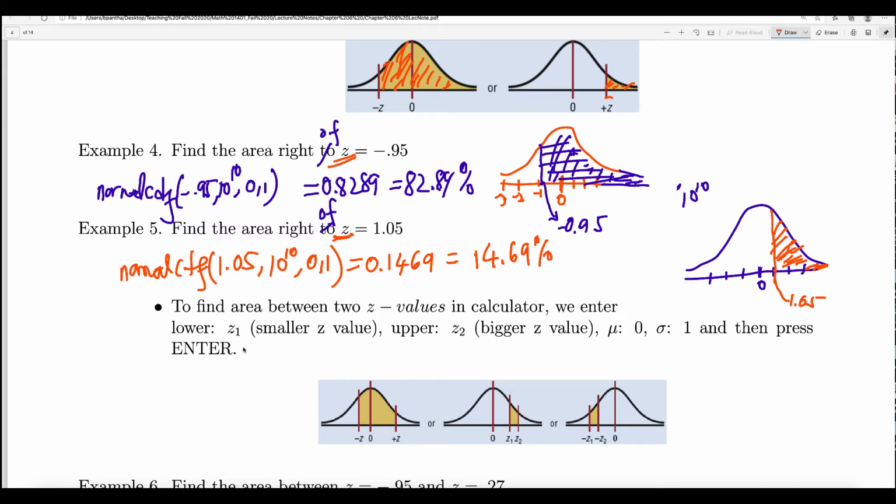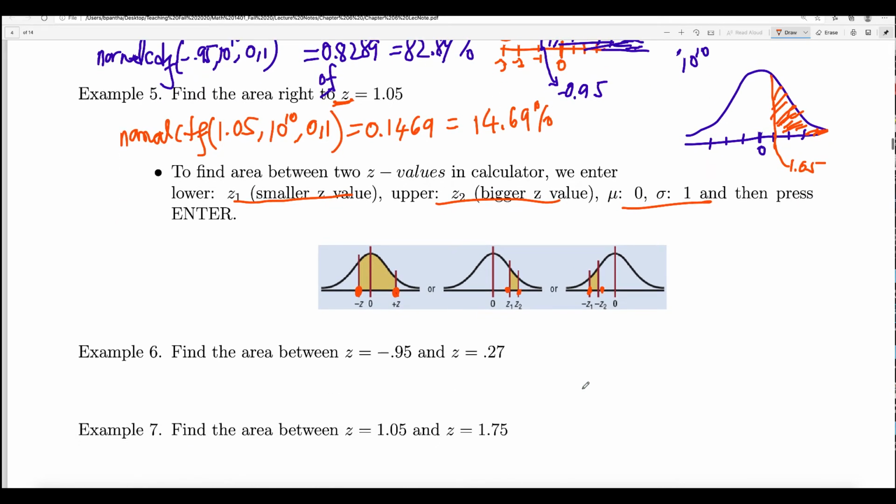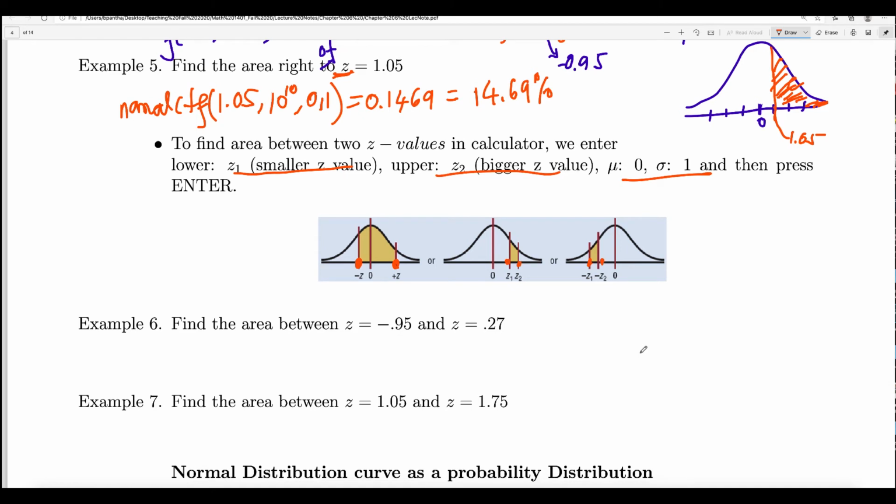Okay. So the last thing you are asked to do is find the area if 2 values are given. For example, if you are asked to find the area between this Z value and that Z value, you enter the left bound as this number, the right bound as that number, and then 0 and 1. Similarly here, left bound, right bound. Okay. So you use the calculator for that too. Let us do example number 6 and then you will see.